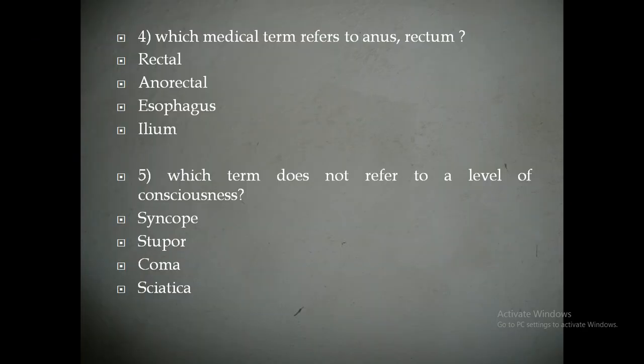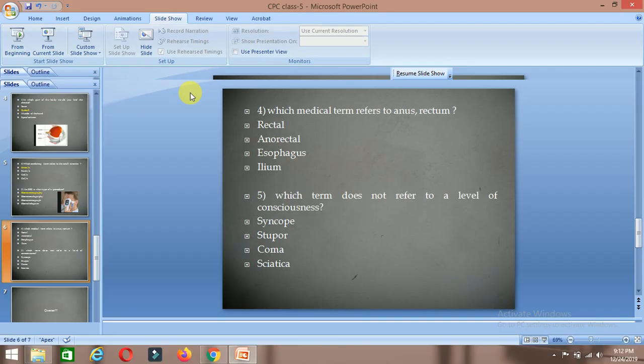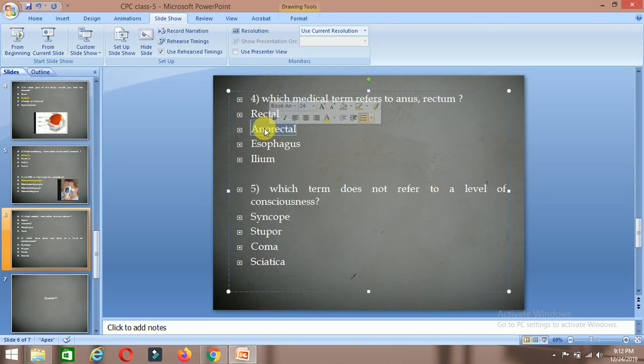Which medical term refers to anus and rectum? In medical coding we have some combination codes. So what is the combination code for anus and rectum? We will see some of the options here: rectal, anorectal, esophagus, ileum. So clearly we can see anorectal. It's nothing but anus and rectum. So this is the medical term for anus and rectum. So the answer for the fourth question is anorectal. We will see the remaining question.